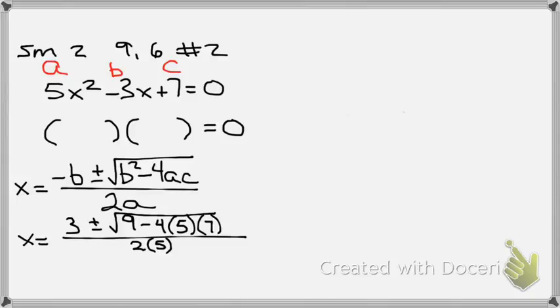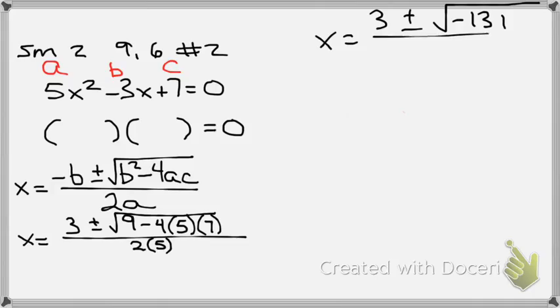Okay, so now I just got to simplify everything, right? So x is going to equal 3 plus and minus the square root of, calculator time, 9 minus 4 times 5 times 7, negative 131. So negative 131 all over 10. So what do I do about simplifying the square root of negative 131?